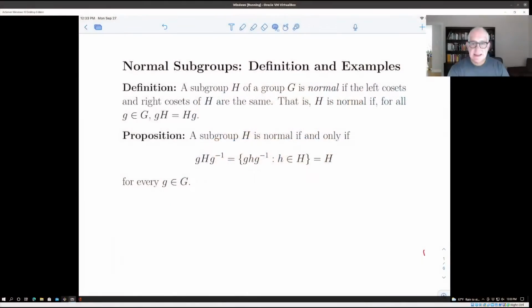But in order to talk about the idea of a factor group, we need the crucial idea of a normal subgroup. And so the first thing that we're going to talk about is normal subgroups. This may seem a little unmotivated, but once we talk about factor groups, the reason for having the definition of normal subgroups will become clear. So let's start with the definition.